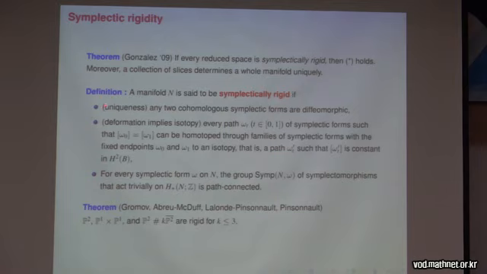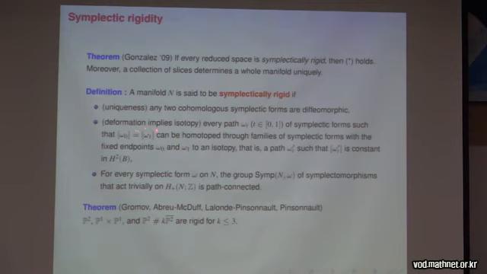So here the symplectically rigid is defined by those three properties, but actually I just briefly mention the three things. One is the symplectic form is unique for each cohomology class. That means if we have two symplectic forms on the same space, and if they have the same cohomology class, then they should be diffeomorphic. I mean, there is a diffeomorphism which sends the one to another.